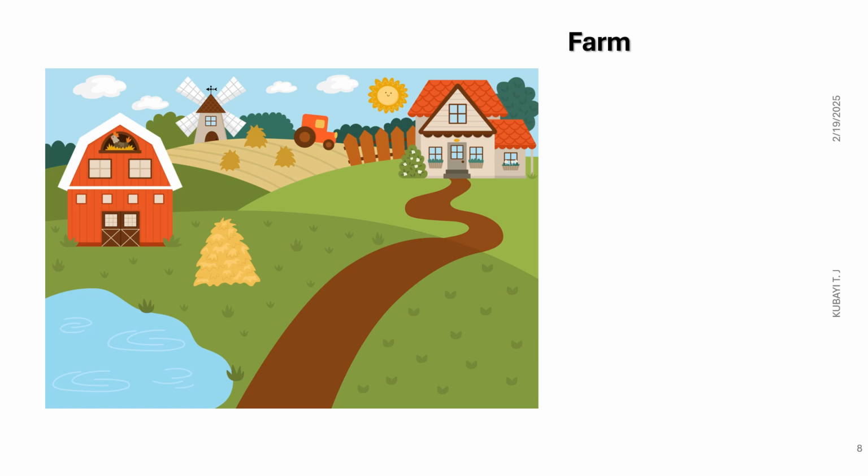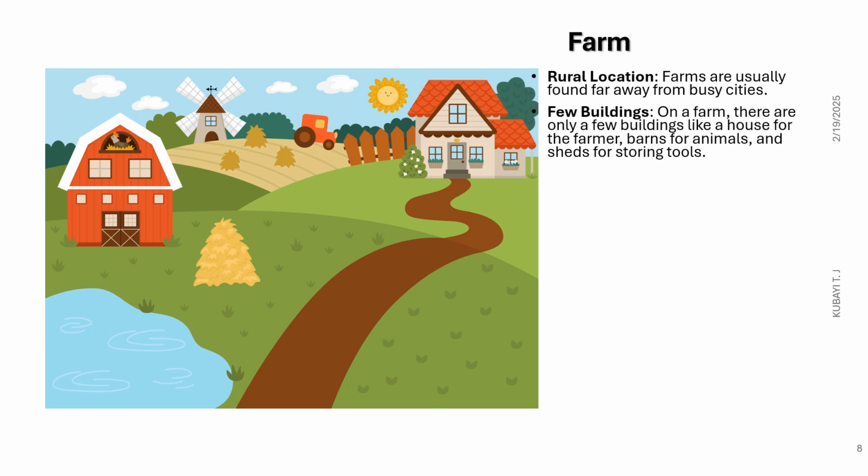The first settlement that we are going to look at is the farm. What are the characteristics of a farm? What are the things that we can see that can help us to know whether a settlement is a farm? A farm is located in the rural settlement. Farms are usually found far away from busy cities. There are few buildings on a farm. On a farm, there are only a few buildings like a house for the farmer, barns for the animals, and shed for storing tools.